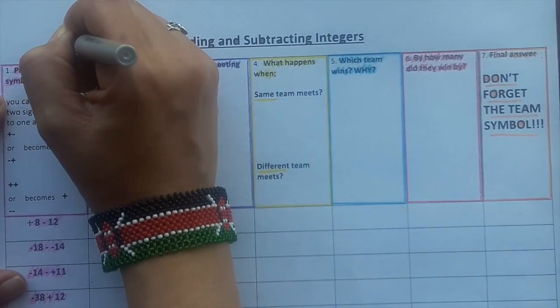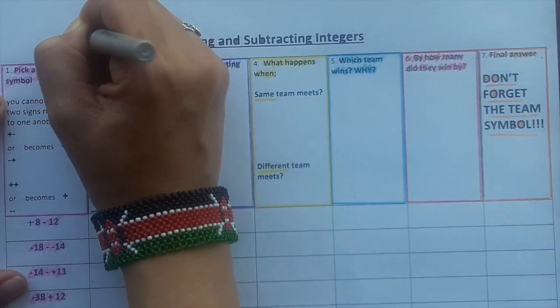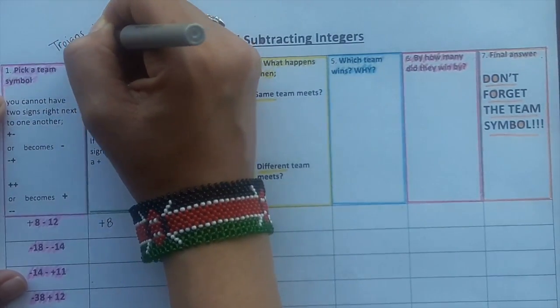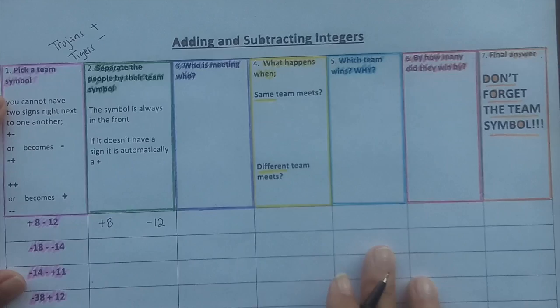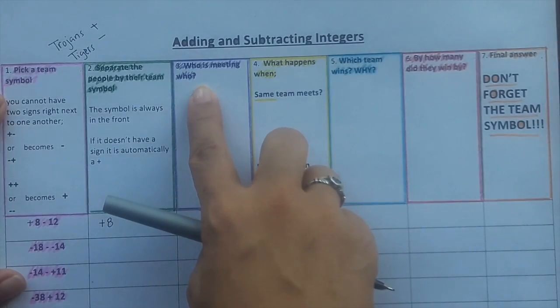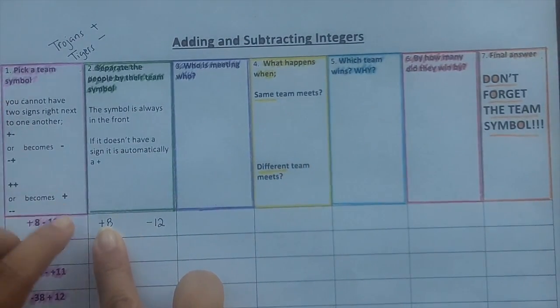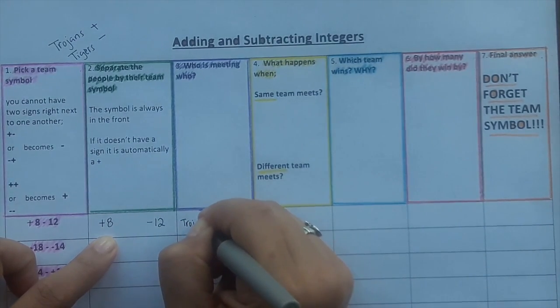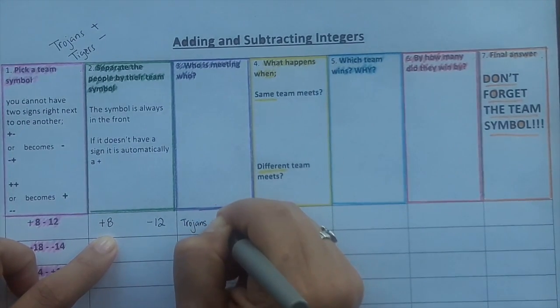From here on forth, Trojans are going to be positive and Tigers are going to be negative. So every time you hear me say Trojans, I mean the positive. You hear me say Tigers, I mean the negative. So who's meeting who? Well, Trojans are meeting Tigers. So that's what we're going to write out: Trojans are meeting Tigers.